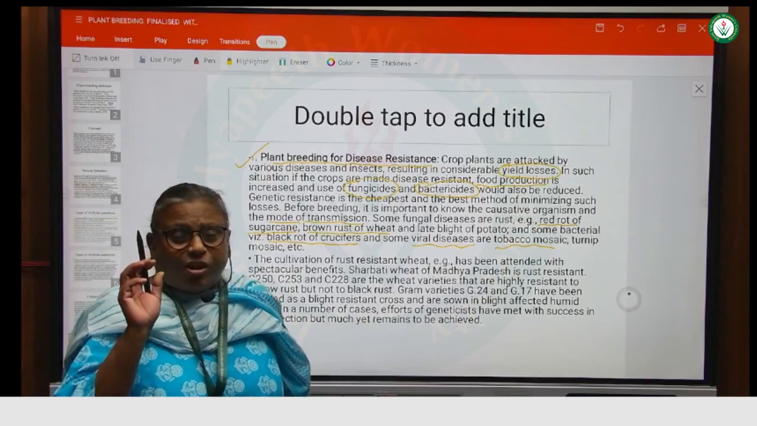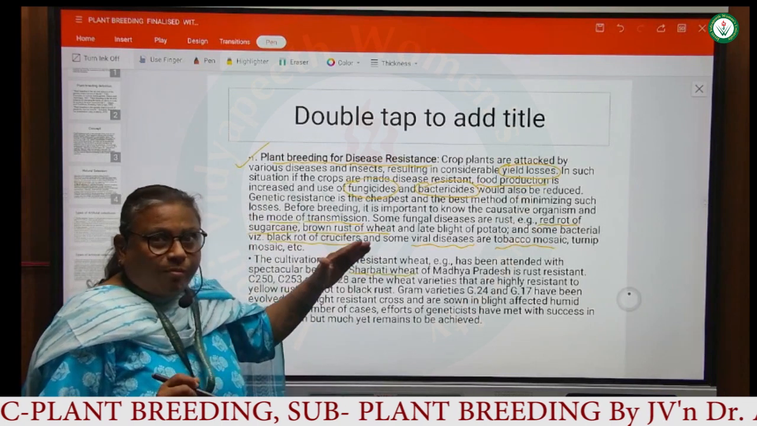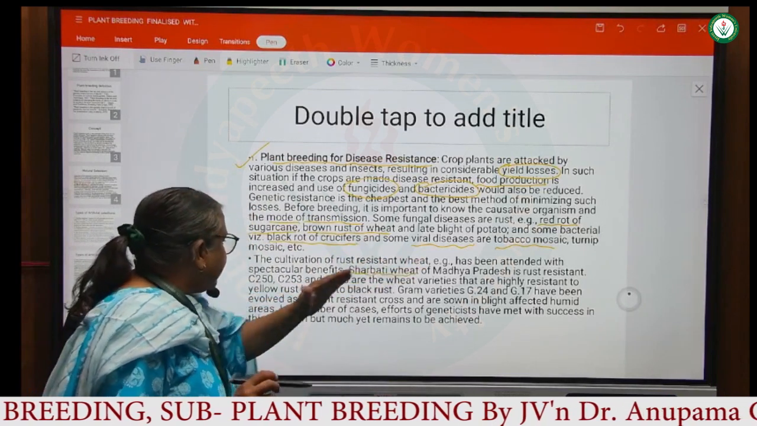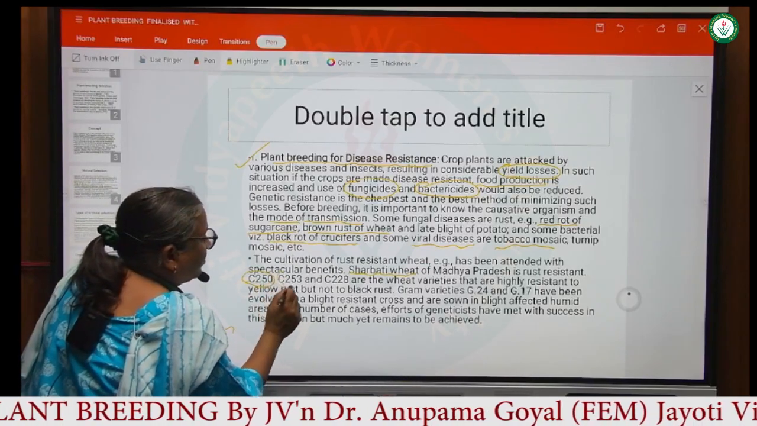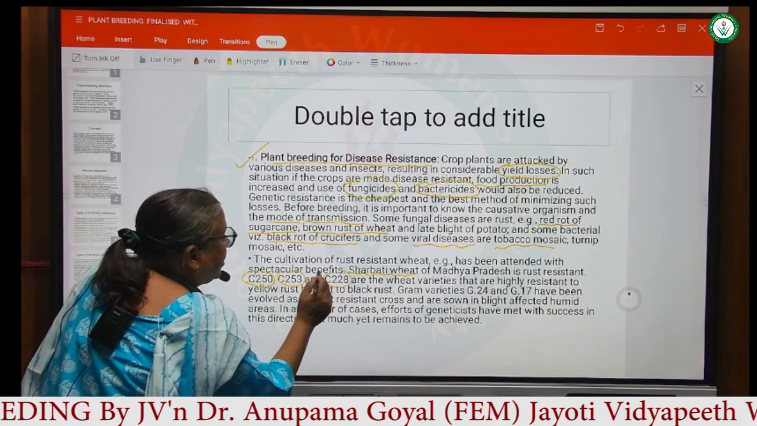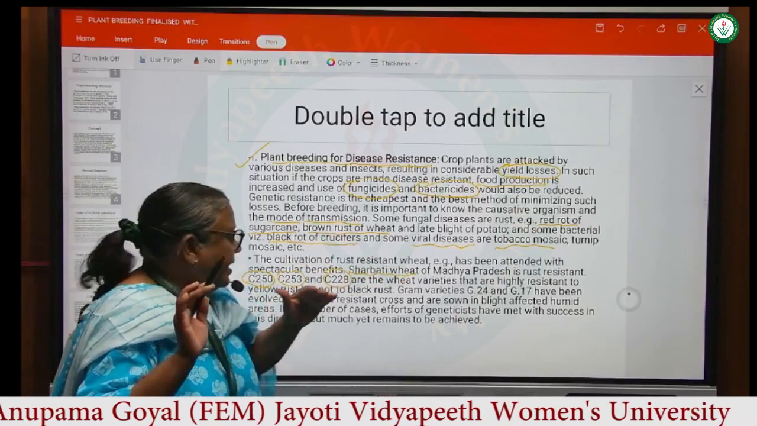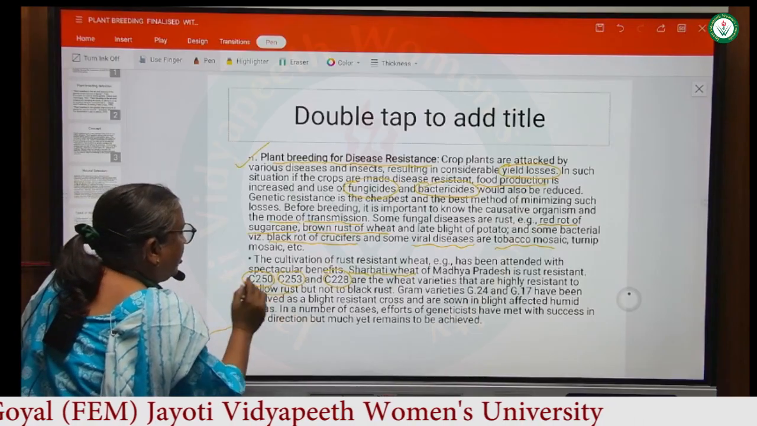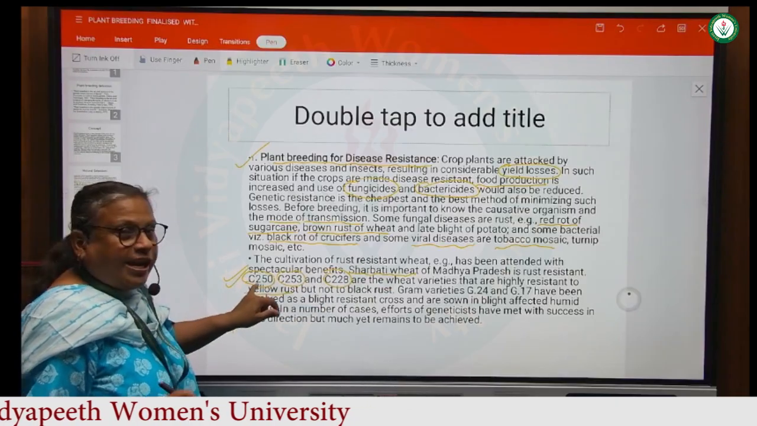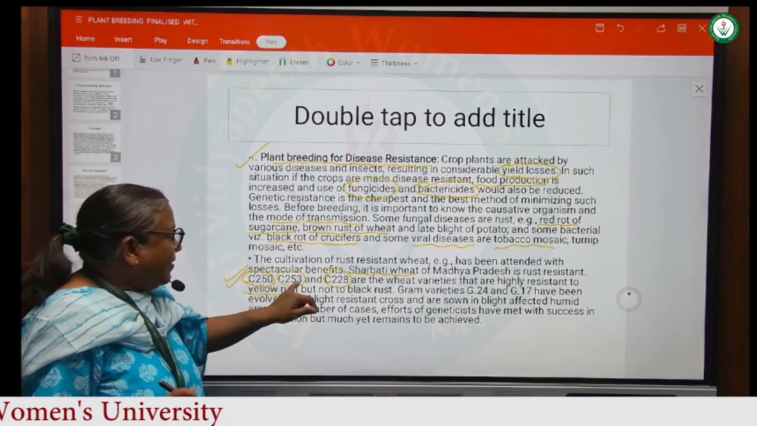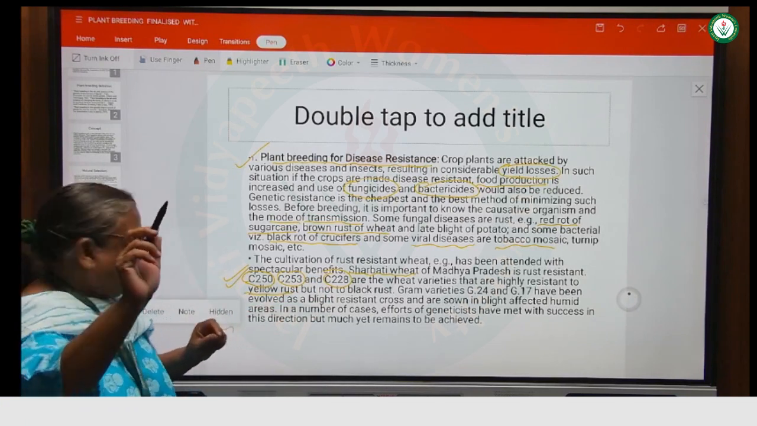One example of wheat is Sharbati Sona of Madhya Pradesh, which is rust resistant. Some of the improved varieties of wheat are C250, C253 and C228. They are the wheat varieties that are highly resistant to yellow rust. So what are the important wheat varieties? Sharbati Sona of Madhya Pradesh, C250, C253 and C228. Now I tell you about the next slide.